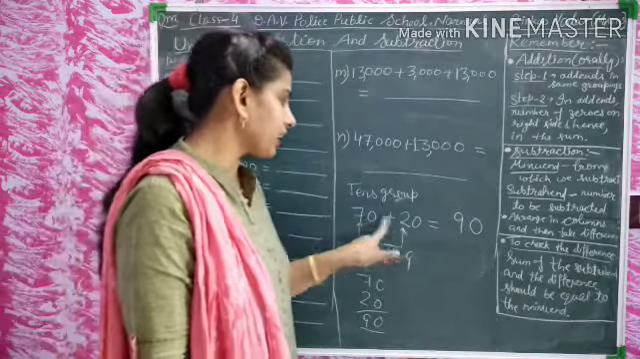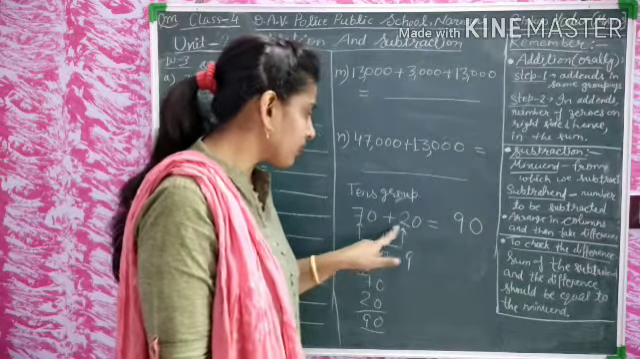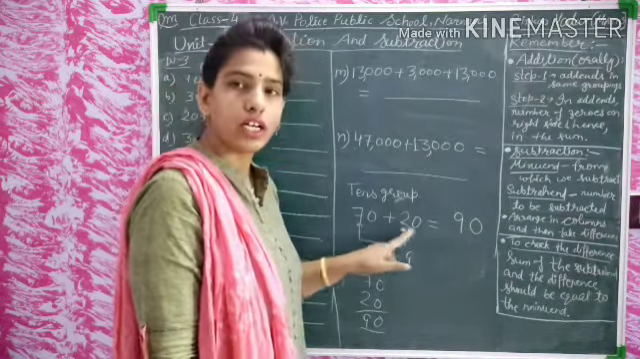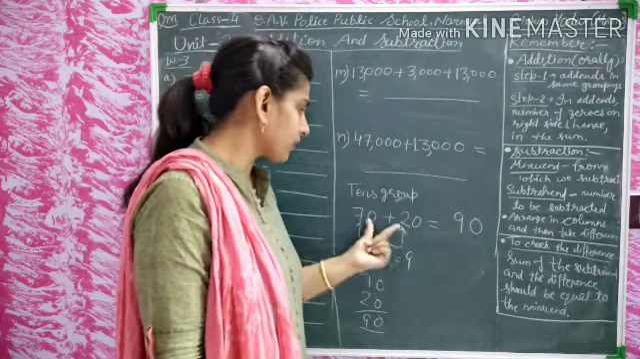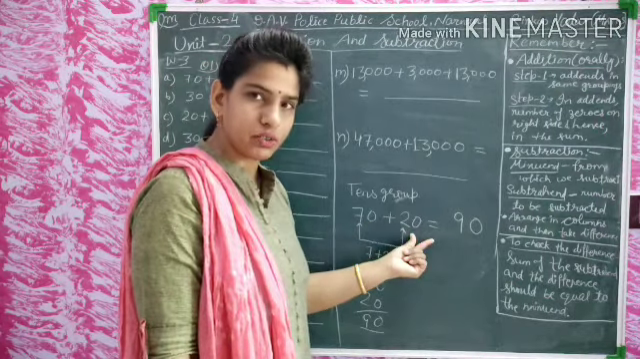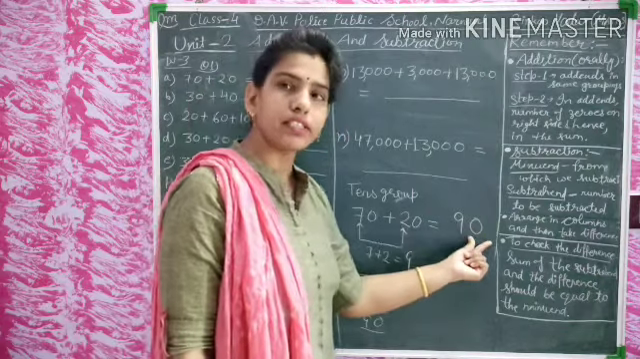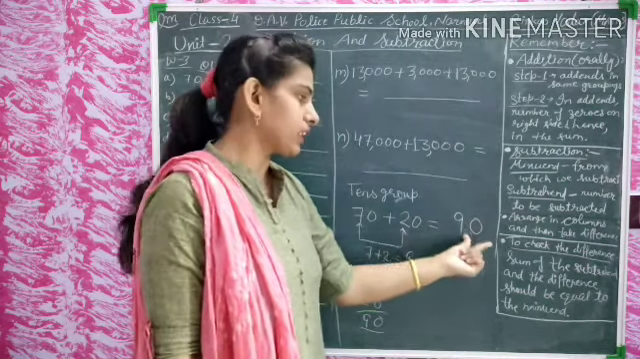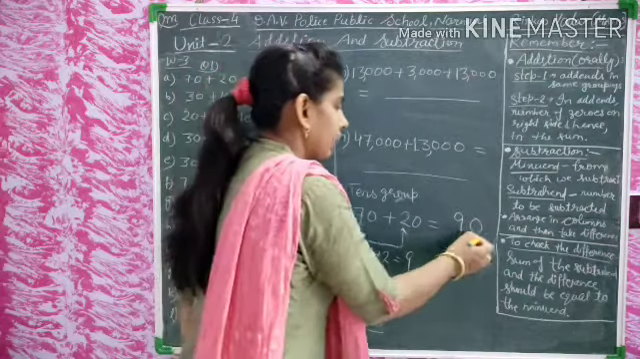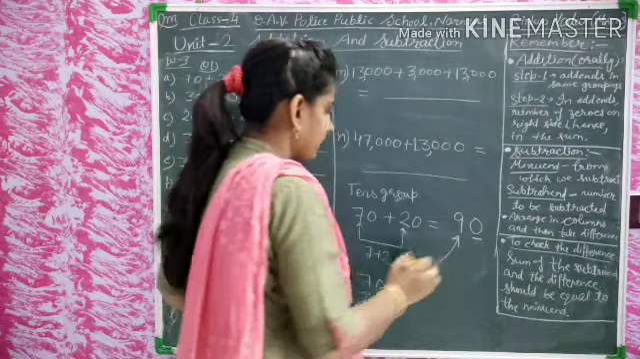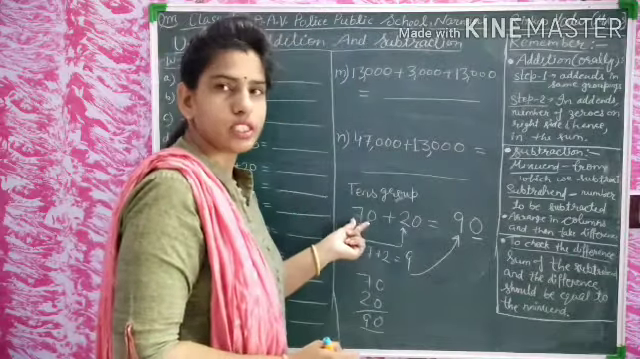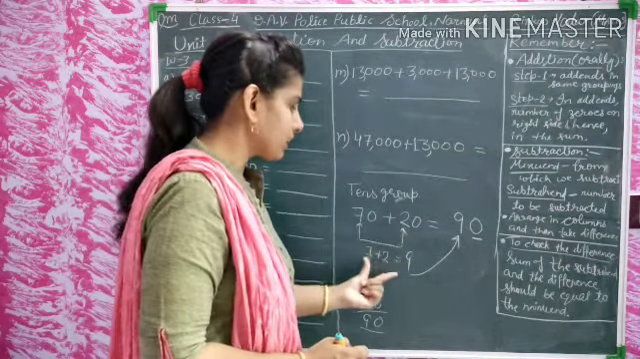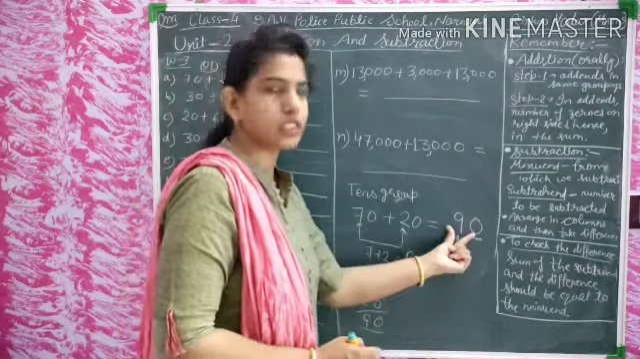Now we check how many zeros there are in the group. Only one zero in the tens group. So in the sum there is also 1 zero. Put the 1 zero here. And now we will add the numbers without zeros, 7 and 2, that is 9 here, and put this 9 there.